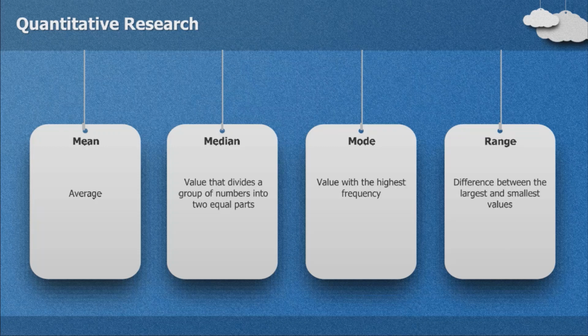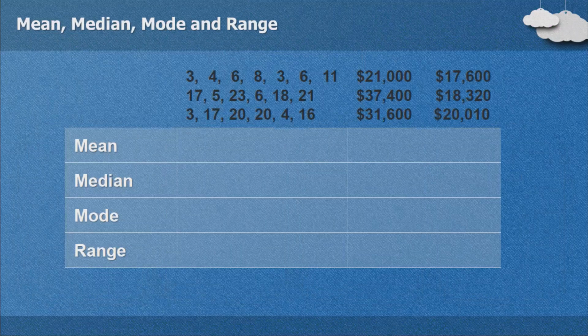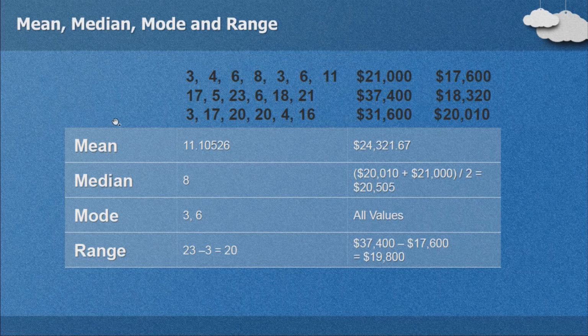A mode is the value with the highest frequency, and then a range is the difference between the largest and the smallest value. So a couple of quick examples, with these number sets. The mean, this 11.1: you add all these numbers up and divide by the number of numbers that are there, and you get the average. The median, we throw these numbers in order. 8 is going to be the number that divides them in two.